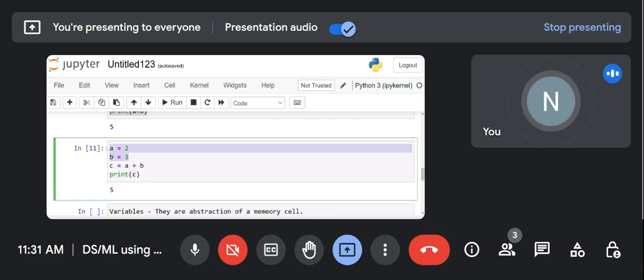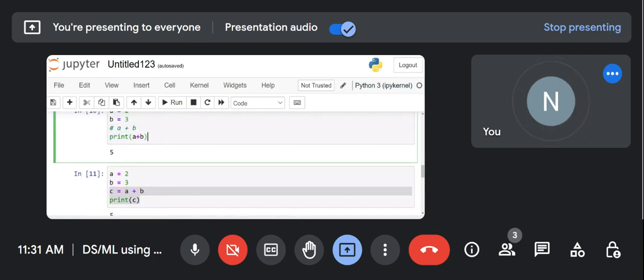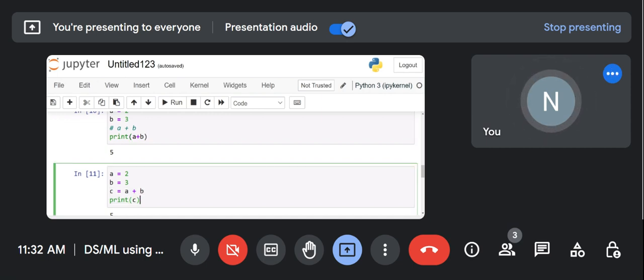Already there were two variables. I acquired one more space. So if I want to save the space, this is a better option: print a plus b. If you don't want to save the space, okay, c equal to a plus b, and then you're going to print it.